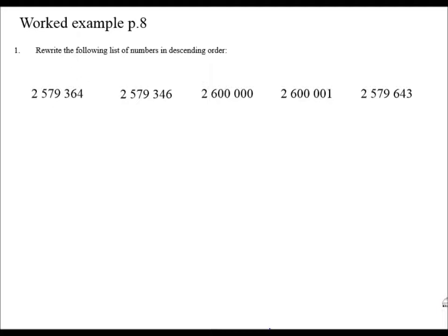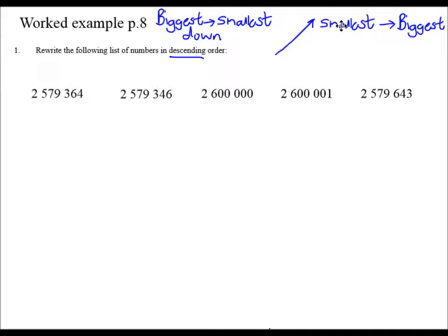I finished explaining the notes to you, so now I'm going to move on to the worked example on page 8. First of all, we've got to understand what descending means. We have to arrange these numbers in descending order, which means from biggest to smallest. Descending begins with a D, so these numbers are going down in order of magnitude. The other word that is used is ascending, for numbers that go from smallest to biggest.